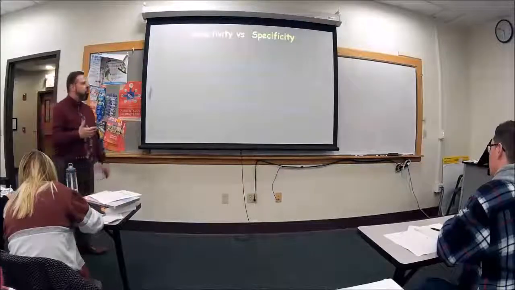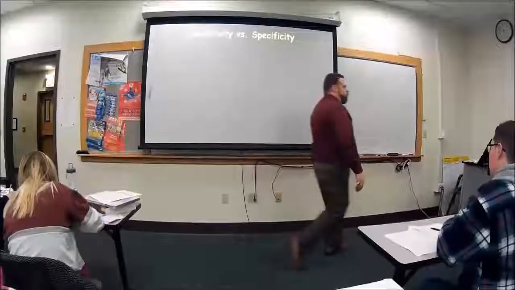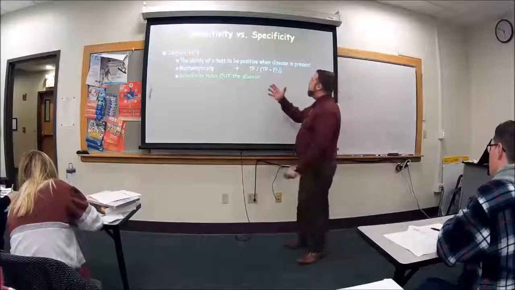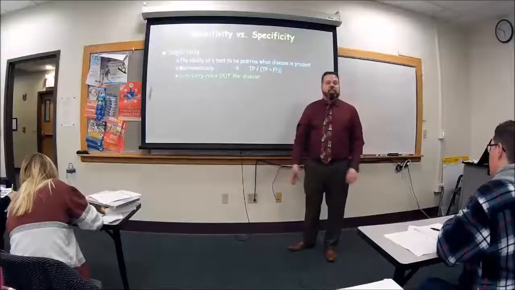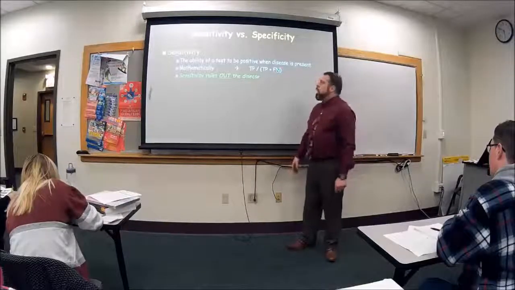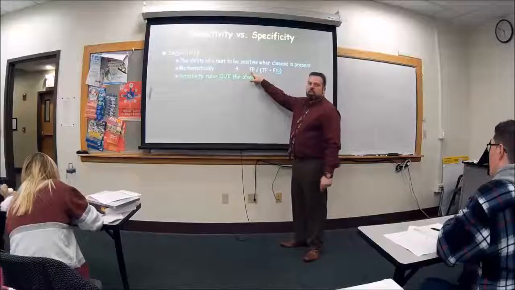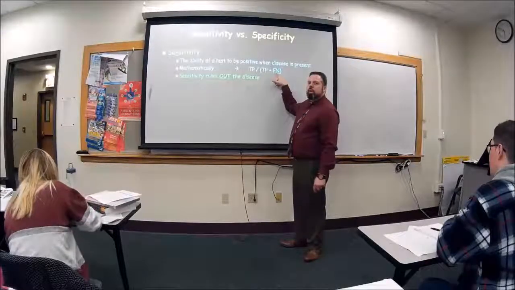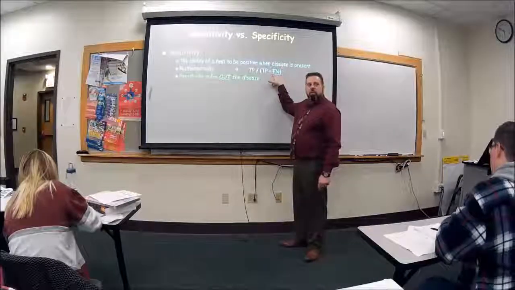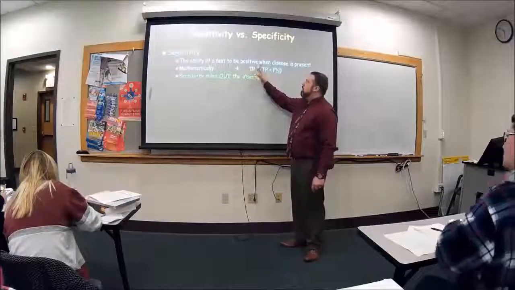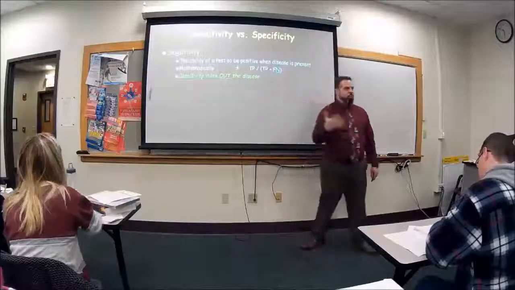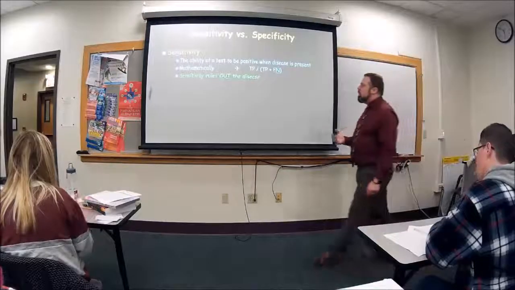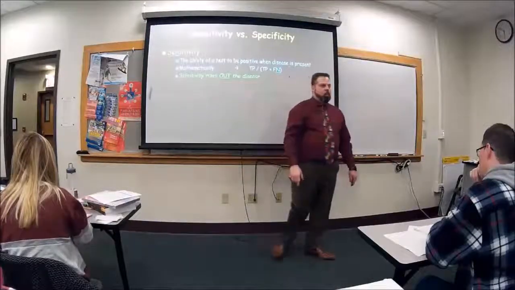Okay? All right, sensitivity and specificity. Sensitivity is the ability of a test to be positive when the disease is actually present. Mathematically, it's the true positives divided by the true positives plus the false negatives. Right? The false negative is really a positive. So we're getting the true positives divided by all the people with disease. See how you get that? Right? And sensitivity rules out the disease.